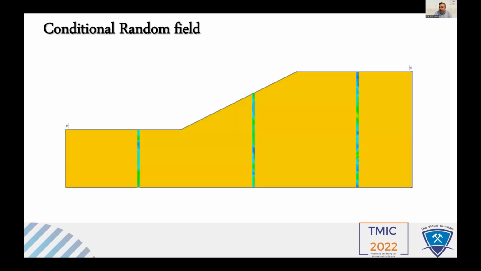So what is the conditional random field? Basically, let's say these three vertical lines in my model are CPT lines. We know the values along these vertical lines for each parameter. So we don't really generate purely random fields. They are not 100% random anymore. We use these CPT data to condition those fields, to say that, okay, we know the values of these points, and we generate fields that have known values at these locations.